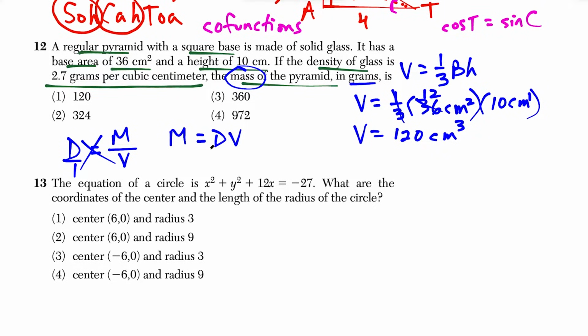So now we could just plug the volume into the formula, and we're going to get the mass of the pyramid is equal to the density is 2.7, and the units for the density is grams per cubic centimeter. So I'm just going to write G over centimeters cubed, and we're multiplying that by the volume of the pyramid, which was 120 cubic centimeters. And notice here that the units cancel out. Cubic centimeters cancels out on top and bottom here, and we're left with just grams. And now we just have to multiply these two.